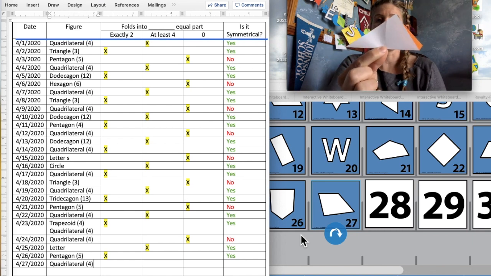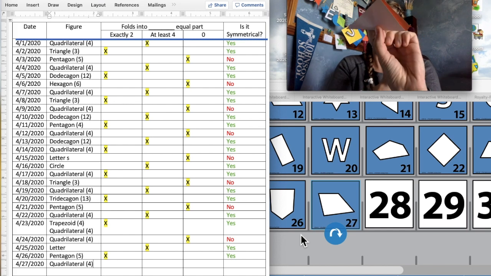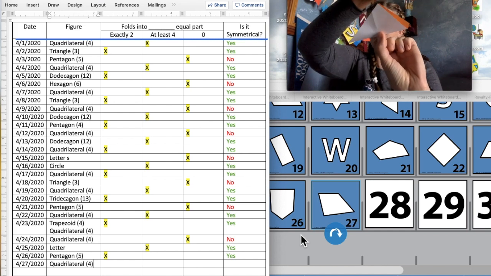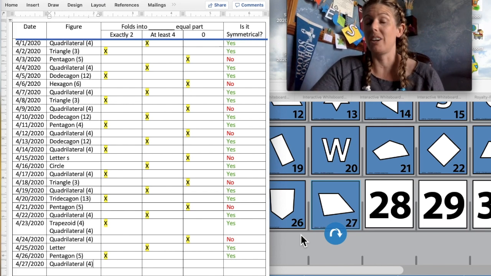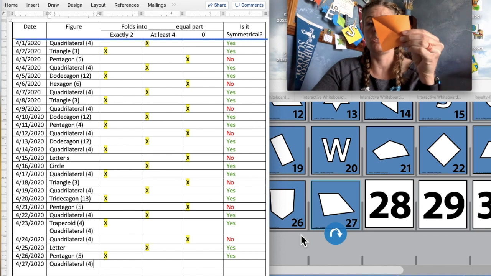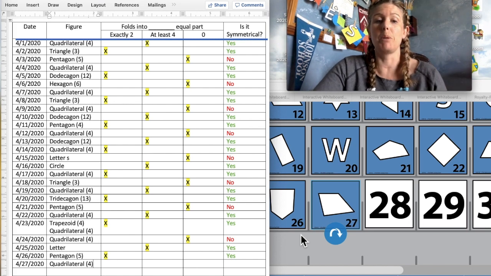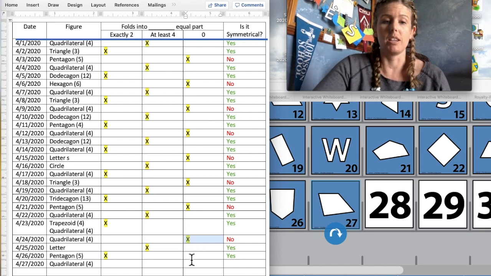And here's one side. And here's the other. So seeing that we still have another overlap here, we do not have any parts that are equal. So this quadrilateral for today does not fold into any equal parts. So we are going to put an X on 0.